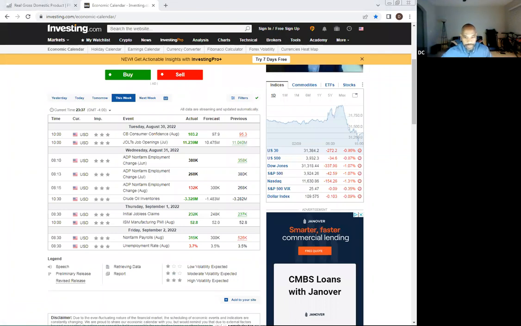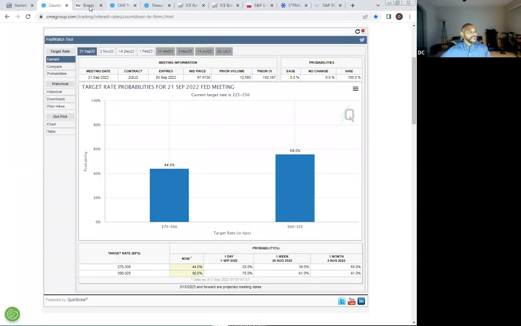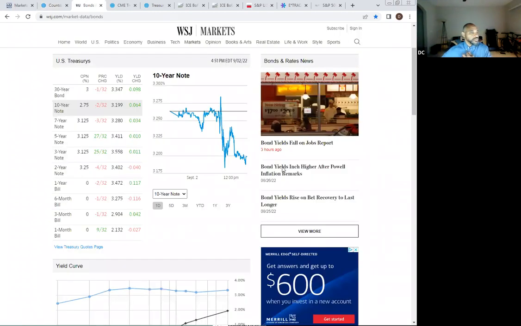So let me go back to this here. And so as you can see, that's sort of reflected here. So bond prices go up, interest rates go down. And so that's what we saw today.